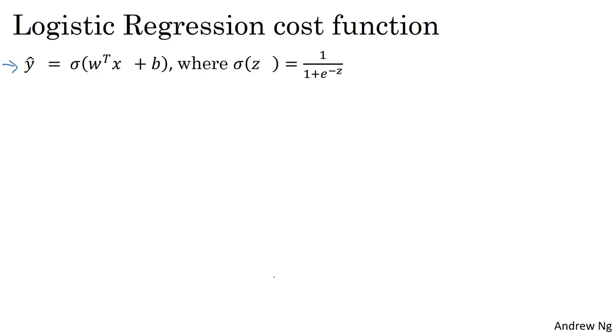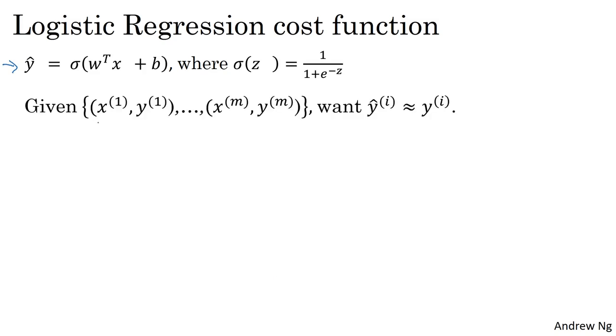So your output y hat is sigmoid of w transpose x plus b, where sigmoid of z is as defined here. So to learn parameters for your model, you're given a training set of m training examples, and it seems natural that you want to find parameters w and b so that at least on the training set, the predictions you have on the training set, which I'm going to write as y hat i, will be close to the ground truth labels y i that you got in the training set.